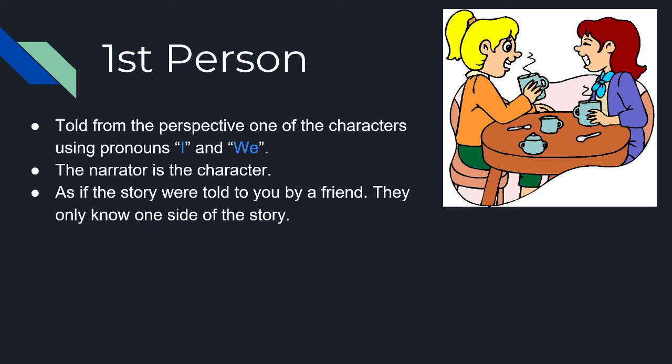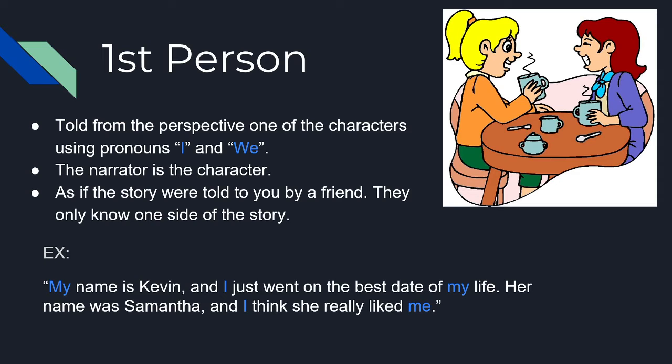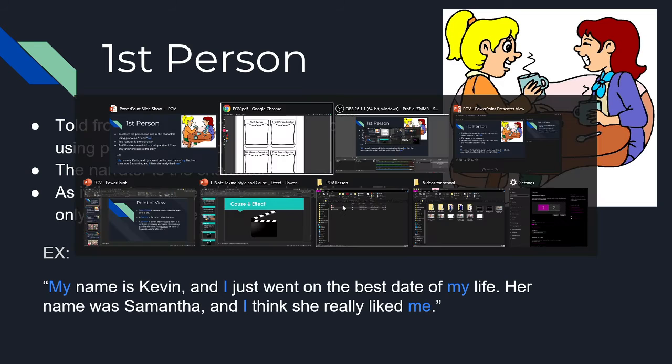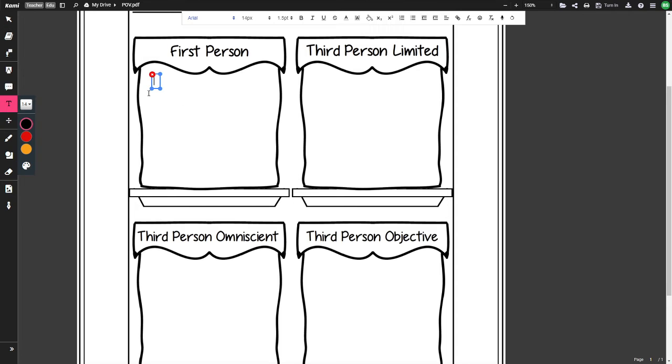So let's look at our first example here with Kevin. If he was telling his story from the first person point of view, he would say something like this. My name is Kevin, and I just went on the best date of my life. Her name was Samantha, and I think she really liked me. Okay, pretty self-explanatory. Kevin is the person in the story. He's the person telling the story, and he can only give you his side of things. Okay, so take a second right now to flip back over to your window notes and write down this example.